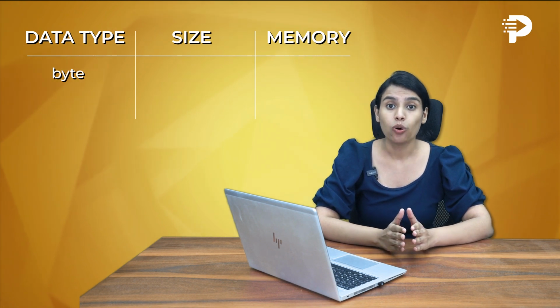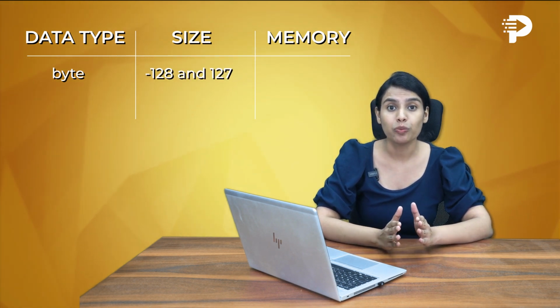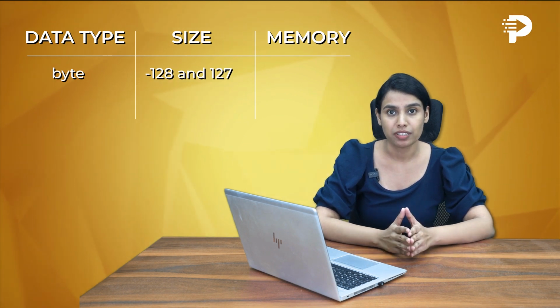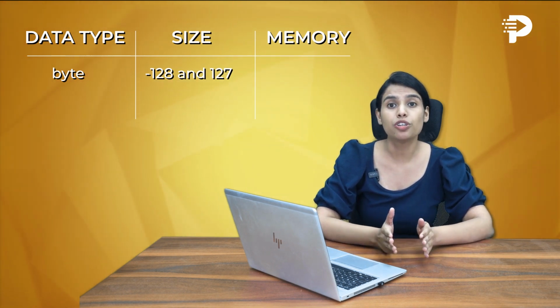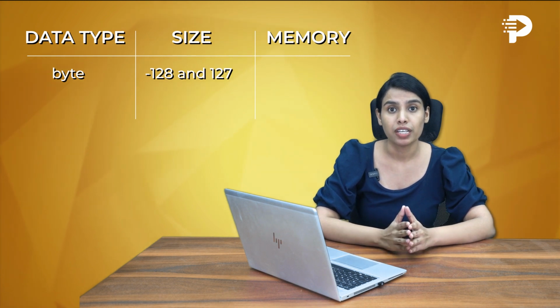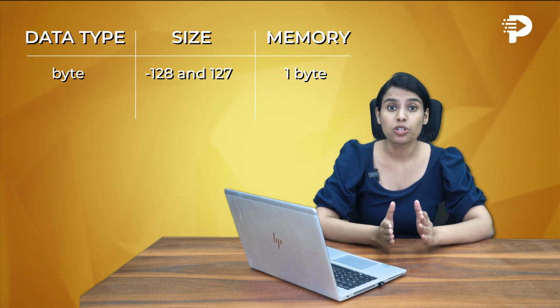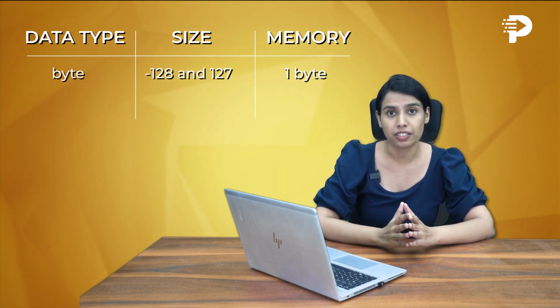A byte can hold a whole number between -128 and 127. It's the smallest numeric data type in Java. It uses just 1 byte of memory and is used to save memory in large arrays.